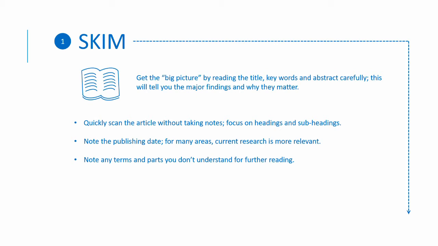Moving on then, very quickly scan through the article. There's no need to take notes at this point. Focus on headings and subheadings. Crucially, note the publishing date. We want to avoid referencing things from 1926 if we can, right? We're chemists. We're interested in what's happening in the field now. So current research will be more relevant. Note any terms and parts that you don't understand. So you might want to just jot down anything that you don't understand for further reading.